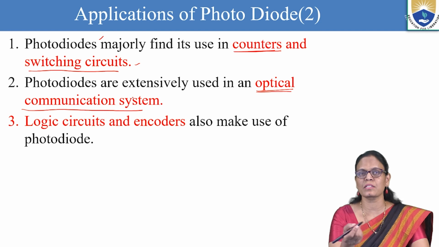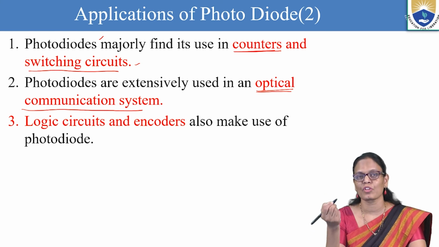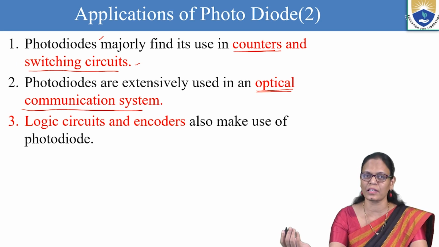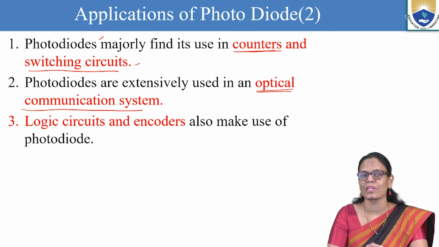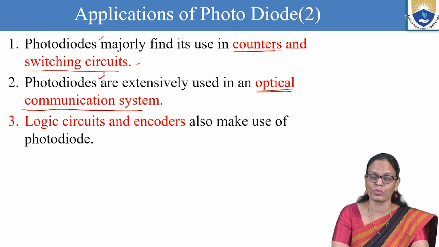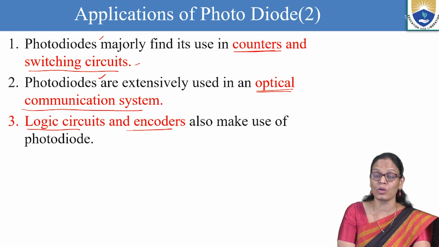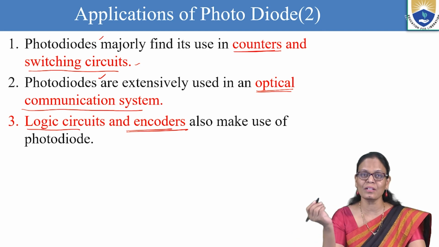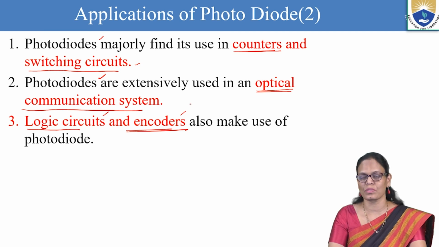When I say communication systems and when we are using optical fibers, so in an optical fiber where light is used as the carrier for the signal, we need to convert the light energy into electrical energy. So especially in those areas where you need to convert a light signal into an electrical signal, we use photodiodes. And also, they are used in logic circuits and encoders. So, encoding and decoding also we do in communication systems. So, they are used in logic circuits and encoders also.